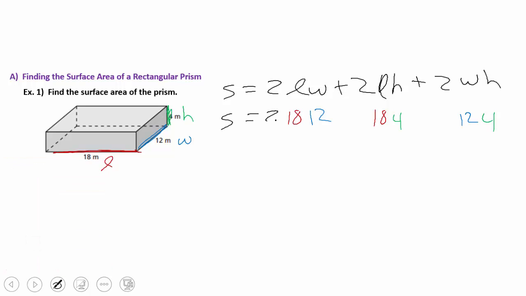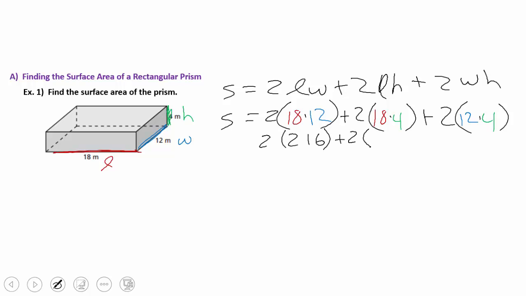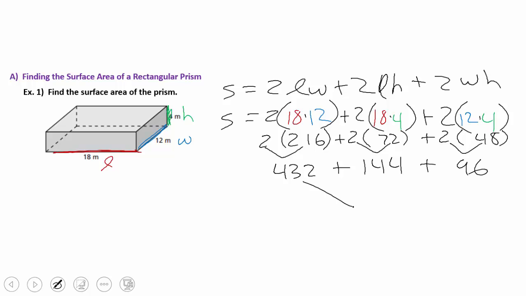So surface area is 2 times 18 times 12, plus 2 times 18 times 4, plus 2 times 12 times 4. And when we do the math very quickly, 18 times 12, that's 216, so 2 times 216, plus 2 times 18 times 4, that's 72, plus 2 times 12 times 4, which is 48. Continue with the math, 2 times 216 is 432. 2 times 72 is 144, and 2 times 48, that's 96. And when you add all 3 of those together, you get 672.